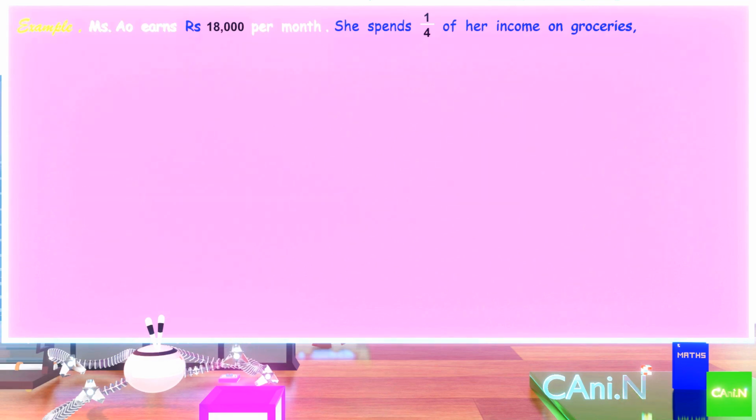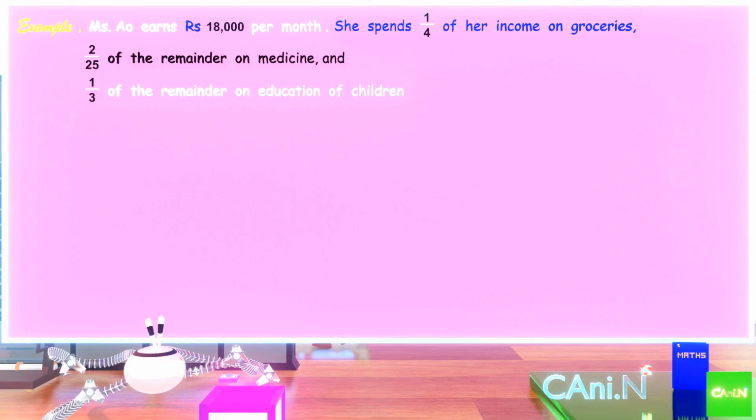Example. Miss Awo earns rupees 18,000 per month. She spends 1/4 of her income on groceries, 2/25 of the remainder on medicine, and 1/3 of the remainder on education of children. How much money is still left with her? We know Miss Awo's income equals rupees 18,000.